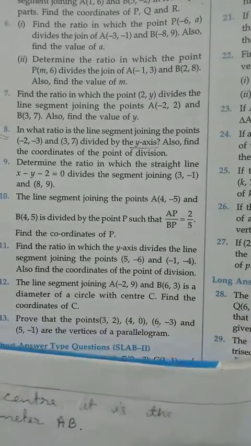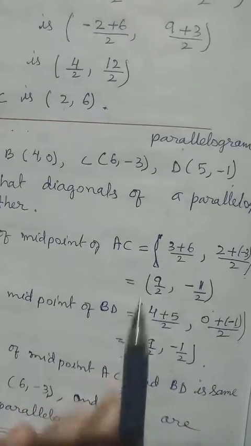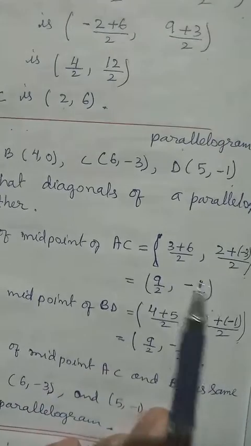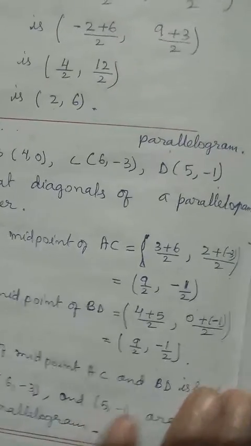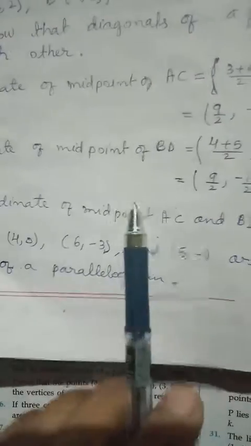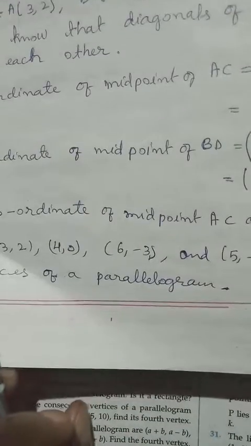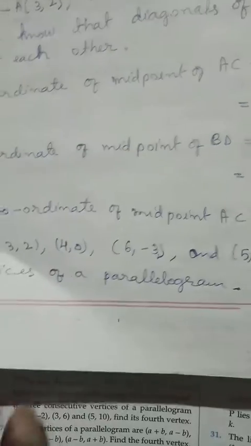So we see that the midpoints of both the diagonals are the same. You see 9 by 2, 9 by 2, minus 1 by 2, minus 1 by 2. So if the midpoints are the same, it means that they bisect each other. If the diagonals bisect each other, it shows that the given figure is a parallelogram.